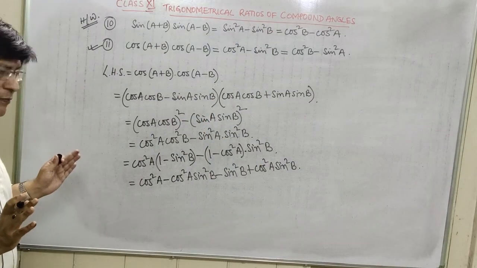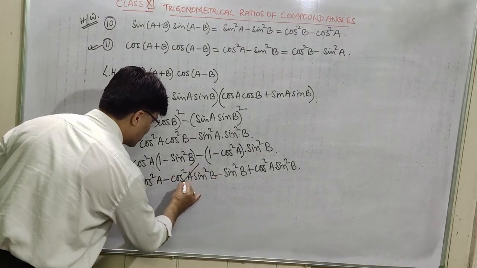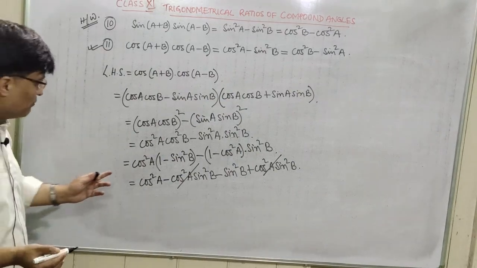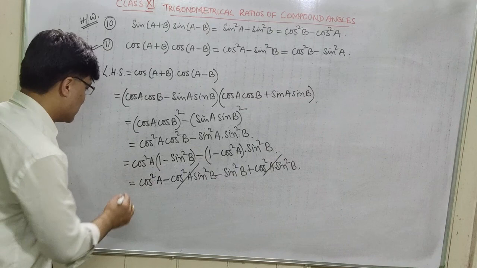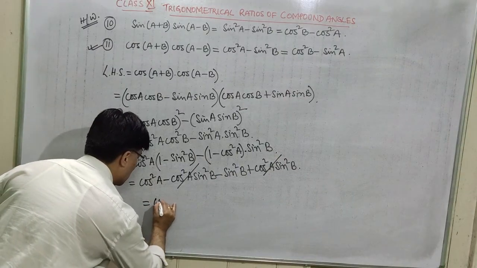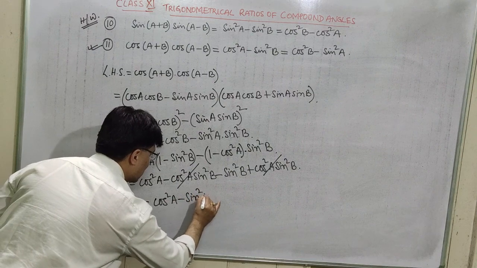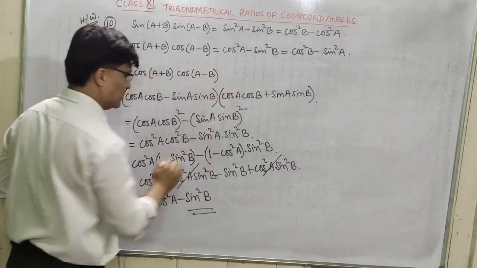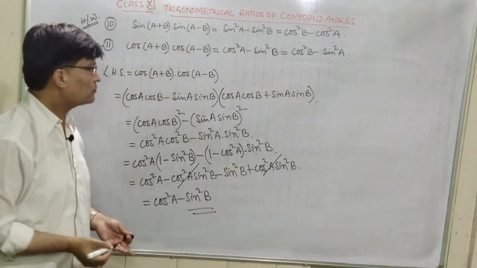So I think you have understood it. Okay. So here you can cancel these: minus cos square a sine square b plus cos square a sine square b. Both are same, but they are of opposite sign. You can cancel it. So which is equal to cos square a minus sine square b. So we have proved it. So first part is done. That is cos square a minus sine square b is proved.